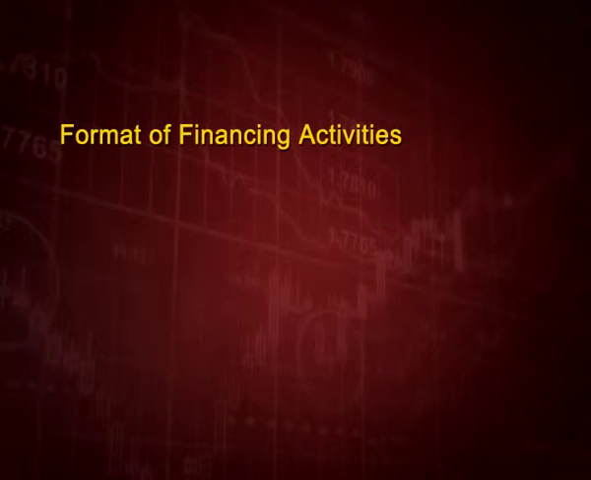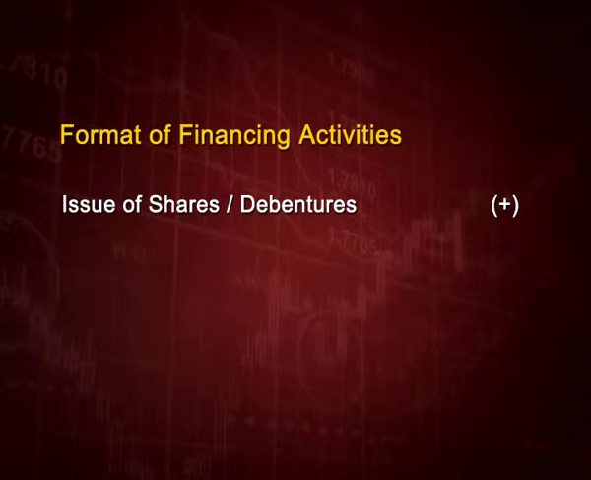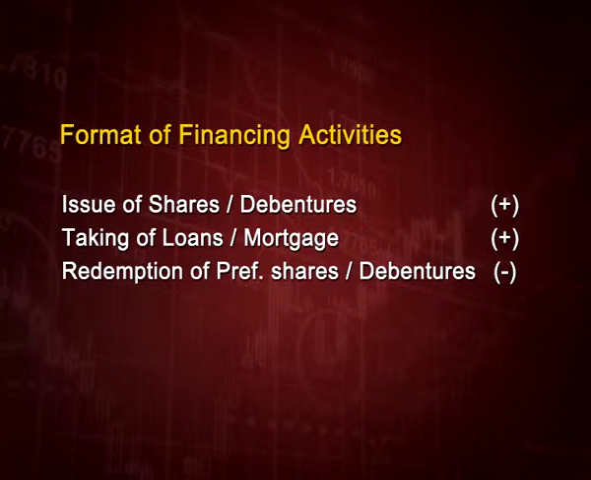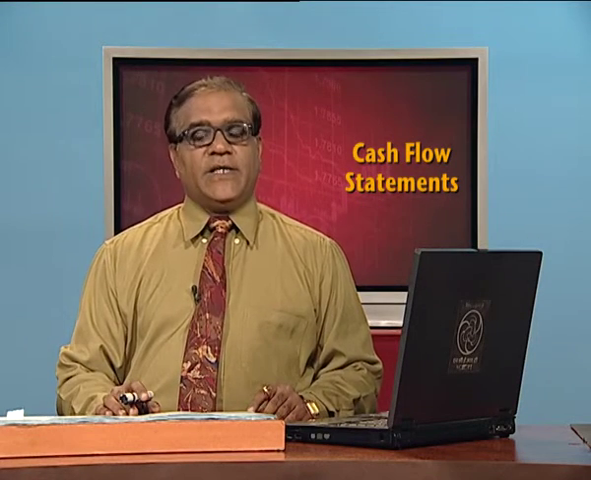Then format of financing activity, in which we are dealing with finance part of the company, that is issue of shares or debentures, money coming in, taking of loan and mortgage loan, money coming in. Similarly, redemption of preference share and debentures, the money flowing out, and interest dividend paid on all these financing part is money going out. So, then we will arrive at the total C part.